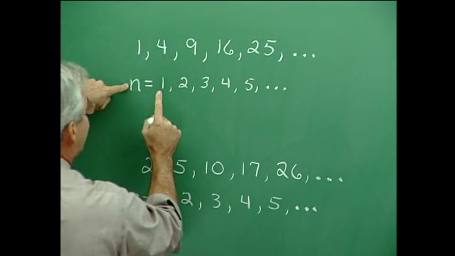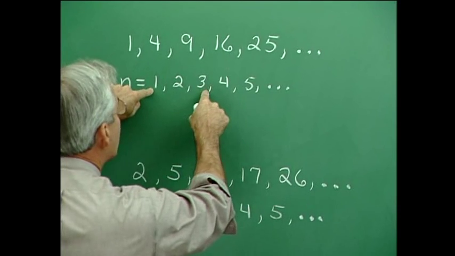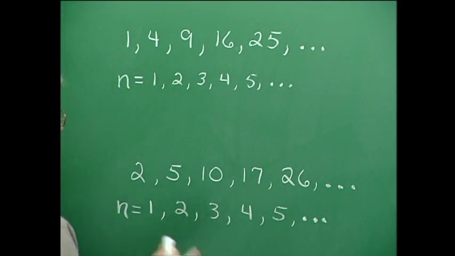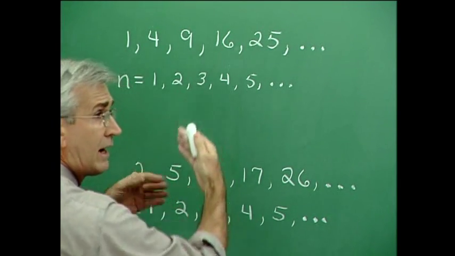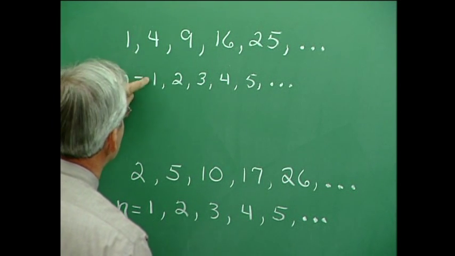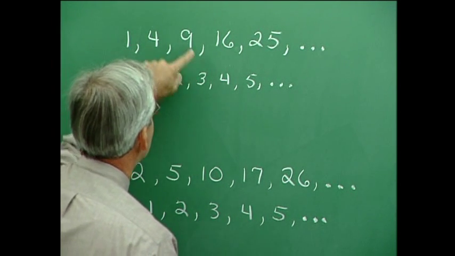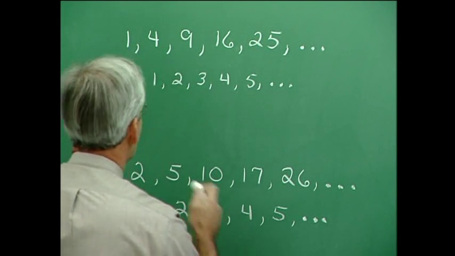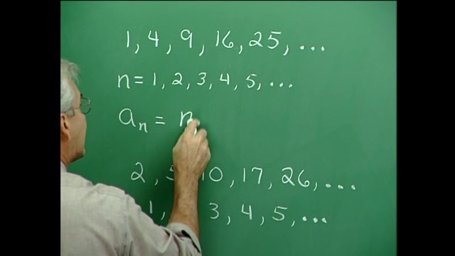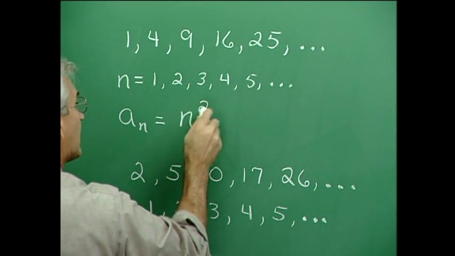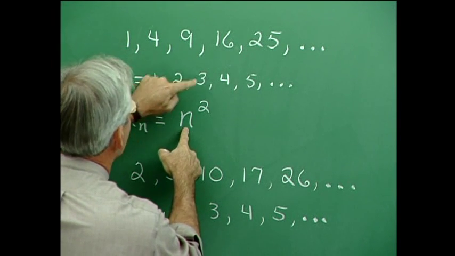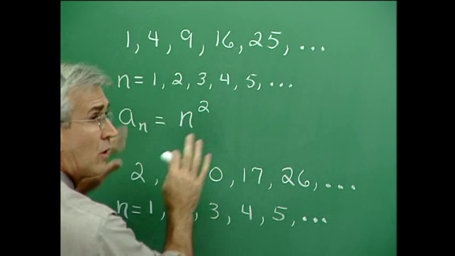So we want to associate the numbers 1, 2, 3, 4, 5 with the items within the sequence. Sometimes it's pretty easy to see a relationship there. The relationship is fairly obvious here, I think, because each of these n's are squared to give the numbers within the sequence. So we could simply say that the nth term is generated by taking the counting mechanism and squaring it. 1 squared is 1, 2 squared is 4, 3 squared is 9, and so on.